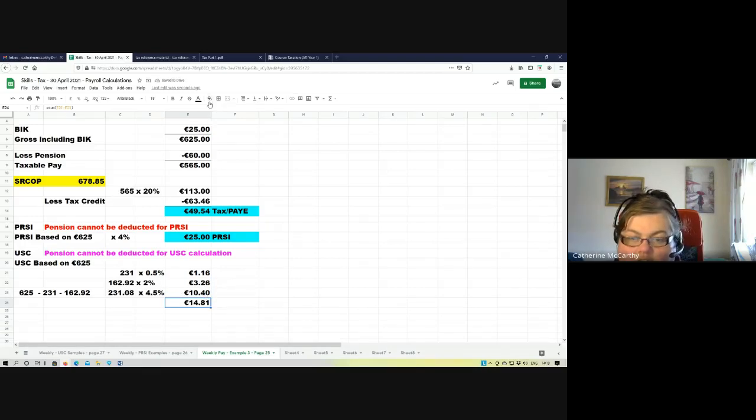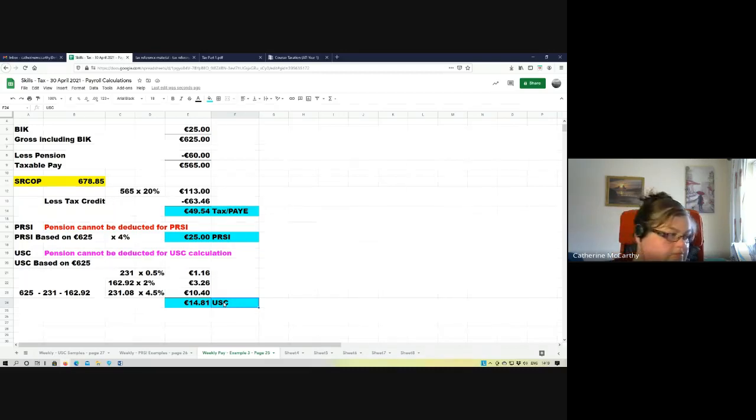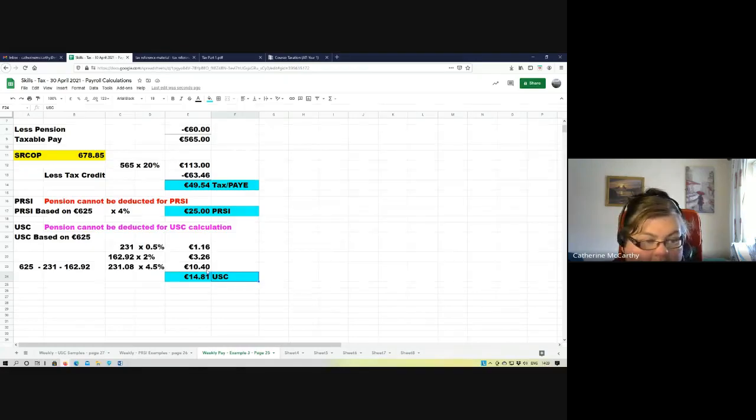And that's giving us USC of €14.81. Okay, €14.81. Is that okay for the USC? So 231, then 162.92, we check, and then the balance is at 4.5%.